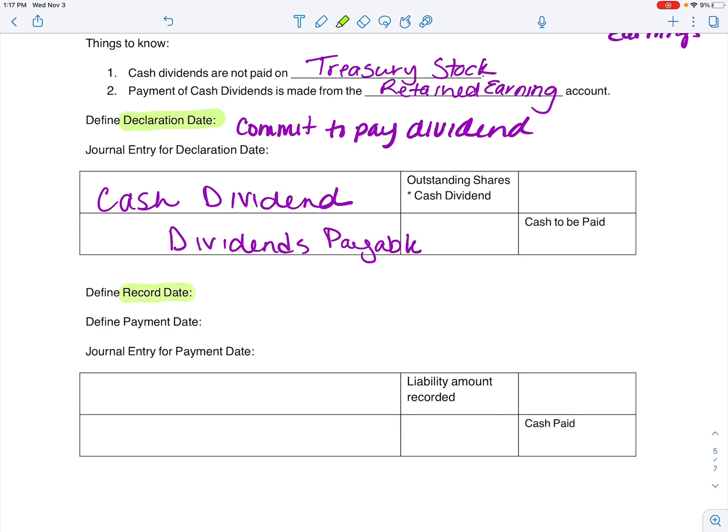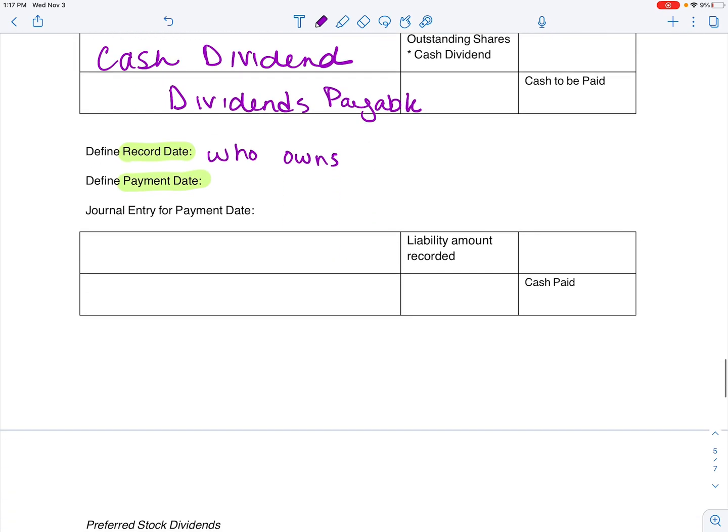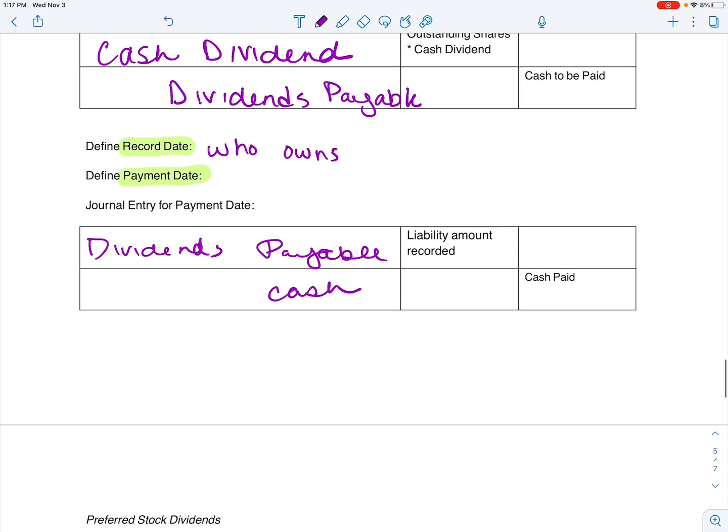Then we have our record date. The date of record is who owns that stock. So they'll say whoever owns the stock as of this day will receive the dividend. And then we have the payment date. That's the date that it gets paid. We're going to go ahead and decrease that liability and pay the cash.